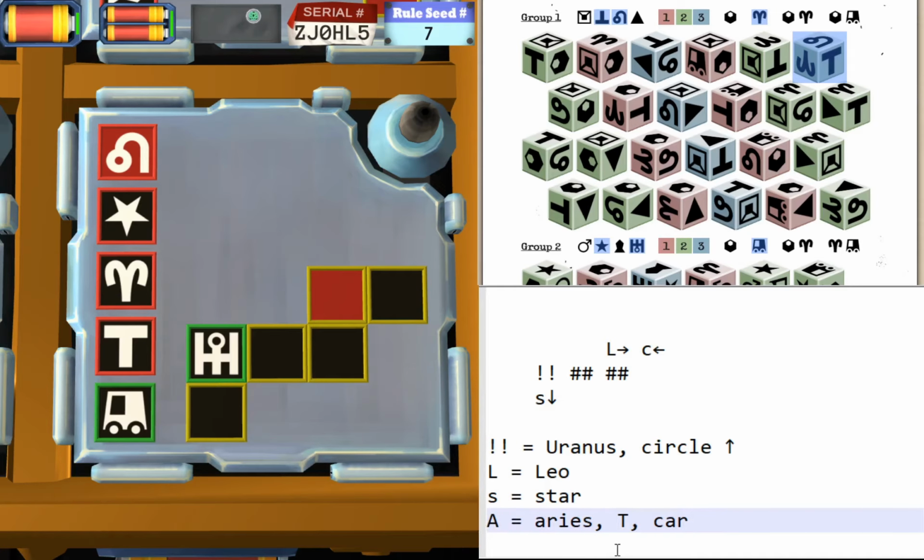And then Aries, well, actually, let's do the T first. I don't even need to say that T is a T. So the T is underneath the Leo pointing to the right, so that T is right side up. So that is just T normal. And then to the left of that, we have the Aries, and that one is upside down, so I'm just going to mark that with a down arrow. And there we go, and then C is the car. And now we have the solution, and we can read it out to the diffuser.